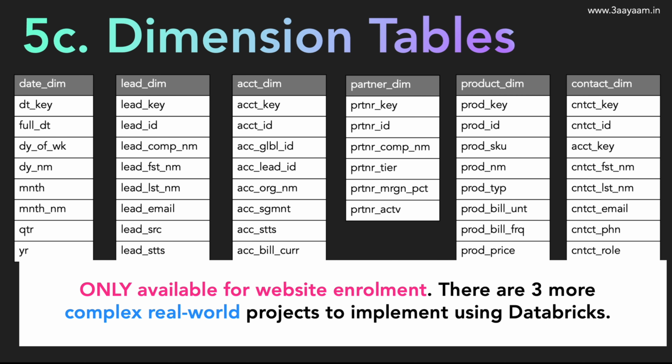And these are the schemas. These are the columns of the dimension tables for date, lead, account, partner, product, and contact. Most of these columns are retrieved from the silver layer without doing too much processing. But date dimension is something that you have to create yourself. So make sure you create date dimension for at least 20 years. It should not take too much time. Create the date dimension and pull the columns for the other dimension tables.